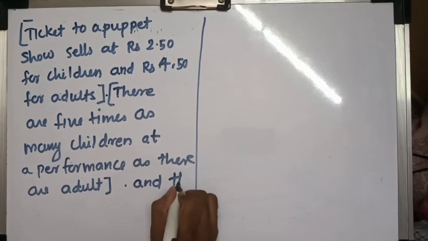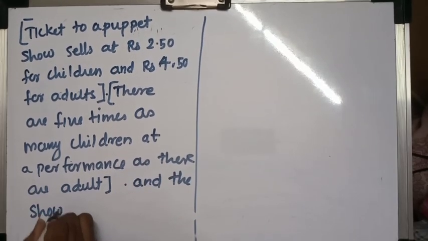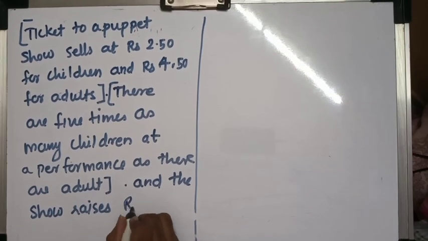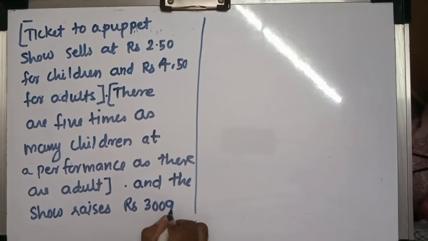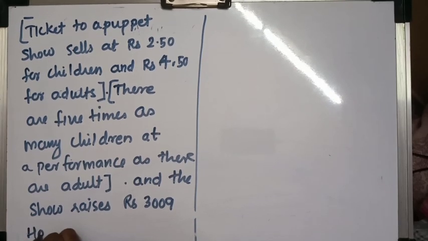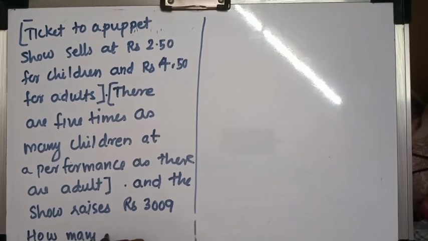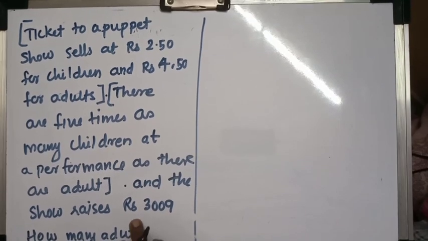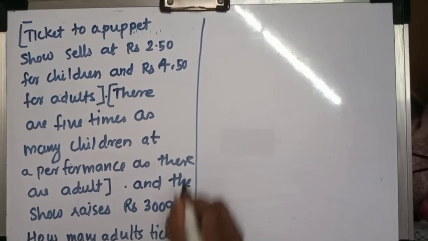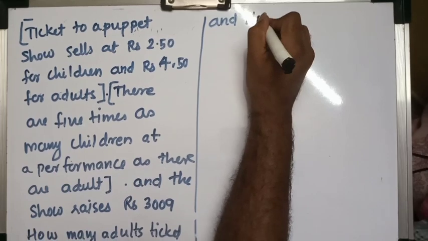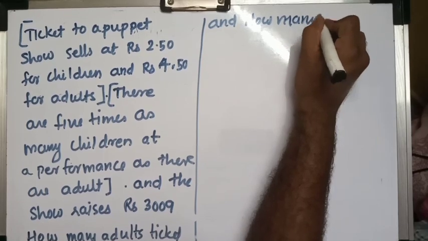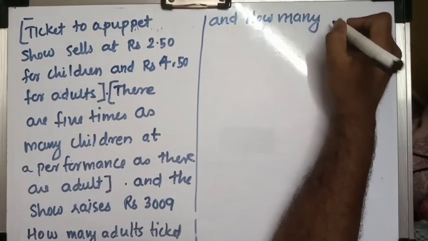And the show raises, शो ने कितना पैसा कमाया? रुपीस 3009. Okay, by the tickets. So you need to show how many adults' tickets and how many children's tickets were sold.